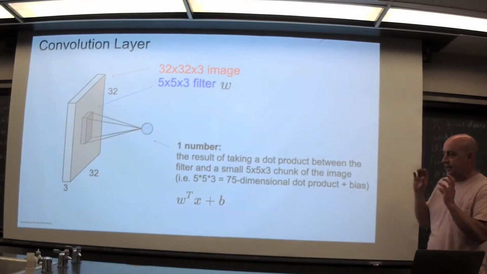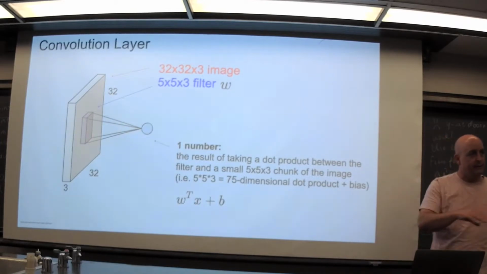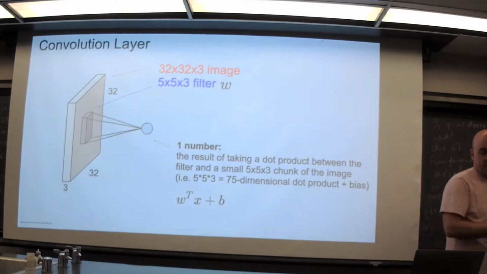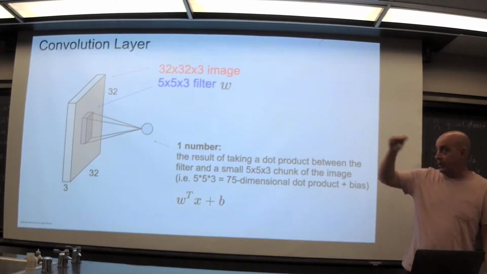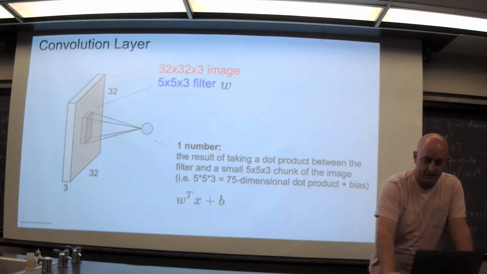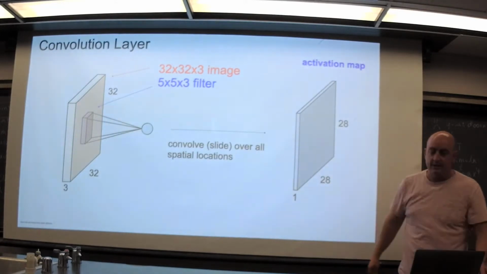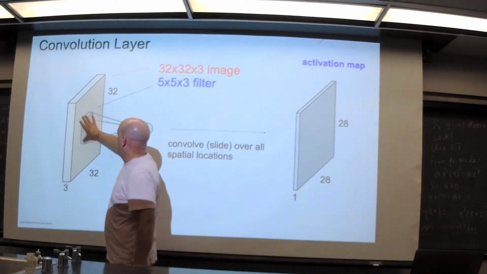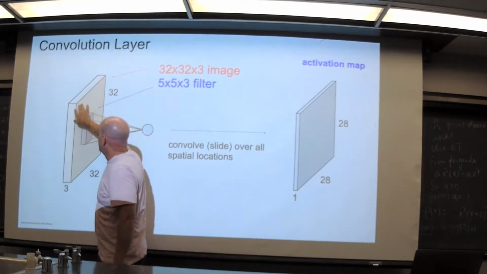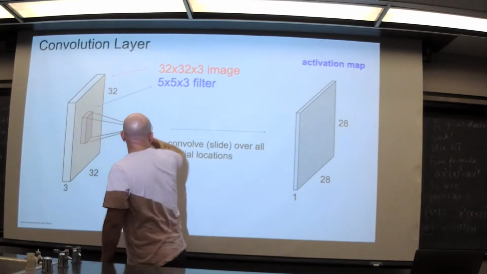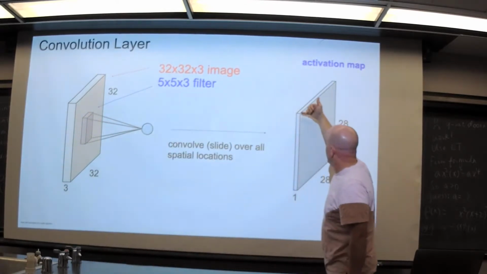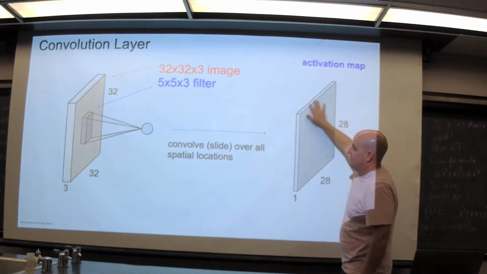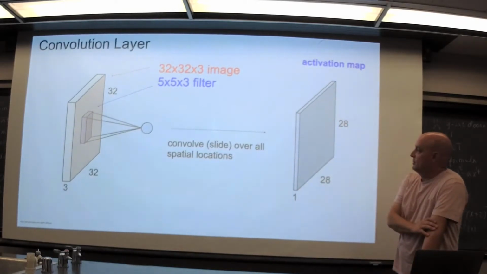So this again is a linear operation because it's just a dot product, and we may or may not add a bias term here. So it is a linear operation, but we're going to do this kind of sliding operation, and here's what I mean. If I take this 5 by 5 by 3, and I start it here in the upper corner, and I get one number, that number is going to fill this corner here in whatever the output tensor is going to be.